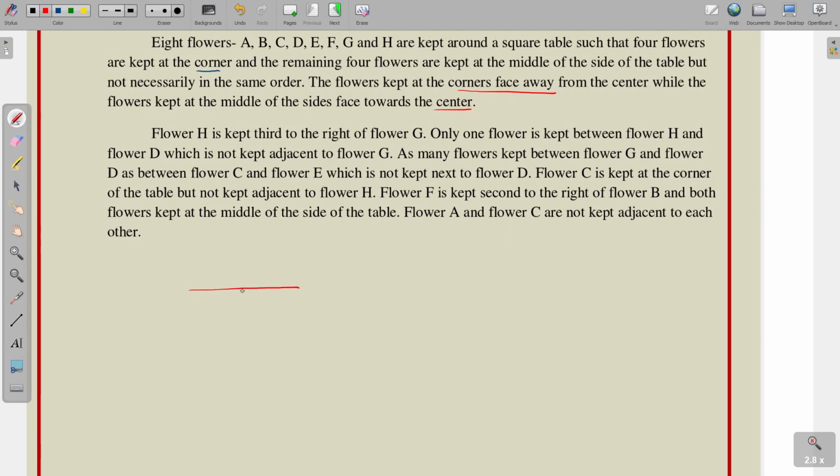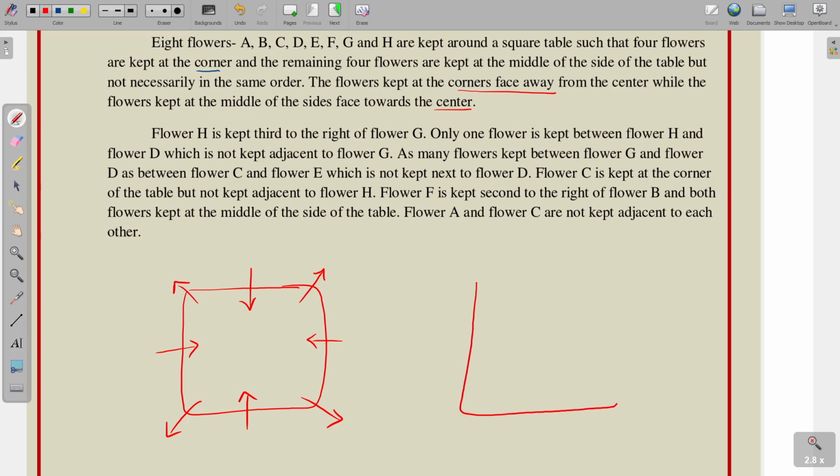So here we have a square table and there are totally 8 flowers sitting around this table. The flowers sitting in the middle are facing the center, and the remaining 4 flowers which are sitting in the corner are facing away from the center. So it is the second possibility.